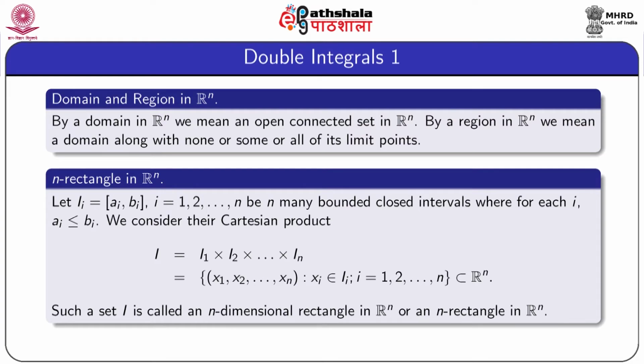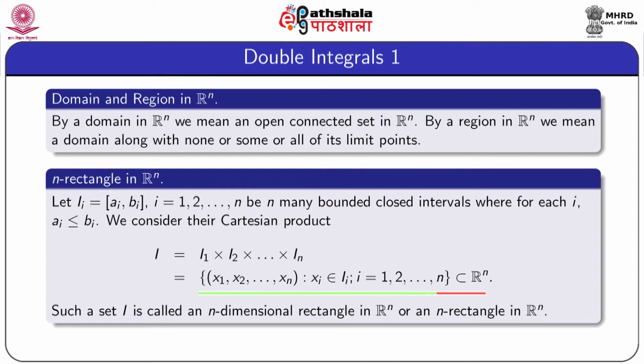Next, we study n-rectangle in Rn. Let I_i equal the bounded closed interval [a_i, b_i], where i runs from 1 up to n along naturals. Let these be n many bounded closed intervals where for each i, a_i is less than or equal to b_i. Now we consider their Cartesian product. Let I be the Cartesian product of I_1, I_2 up to I_n in the natural order. That means we consider the collection of all n-tuples (x_1, x_2, up to x_n), where x_i comes from the ith interval and i is from 1 to n.